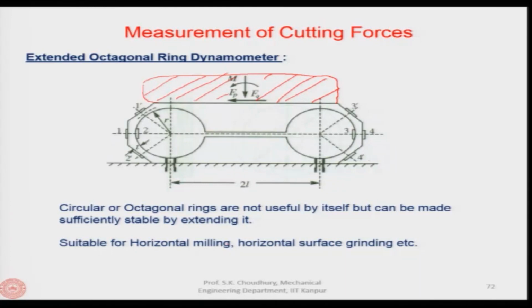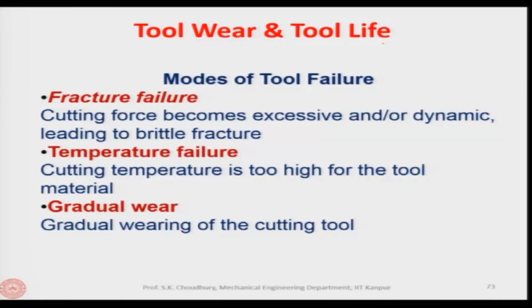This is suitable for horizontal milling, as I said, horizontal surface grinding, etc. For example, here you can assume that the milling cutter or the grinding wheel is working and the feed is given. Therefore, the torque and the thrust will be sensed by these dynamometers 1, 2, 3, 4 and 1 prime, 2 prime, 3 prime and 4 prime. Okay. Next, our topic will be tool wear and tool life.